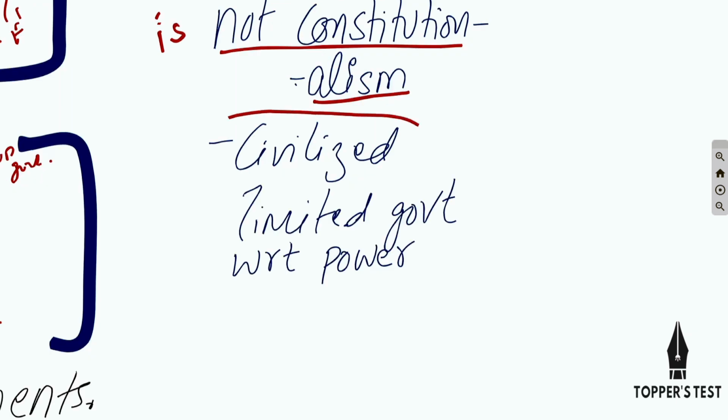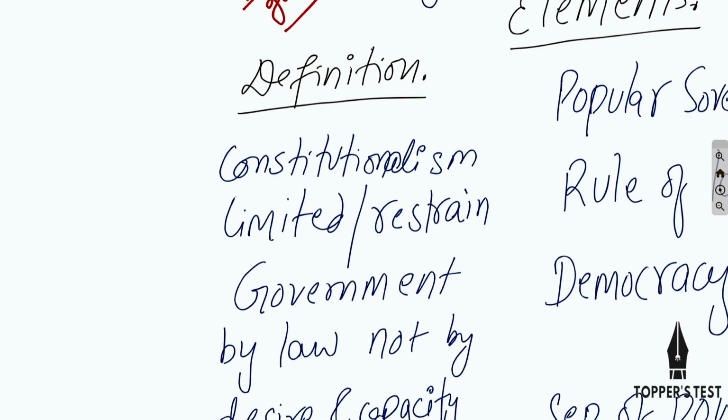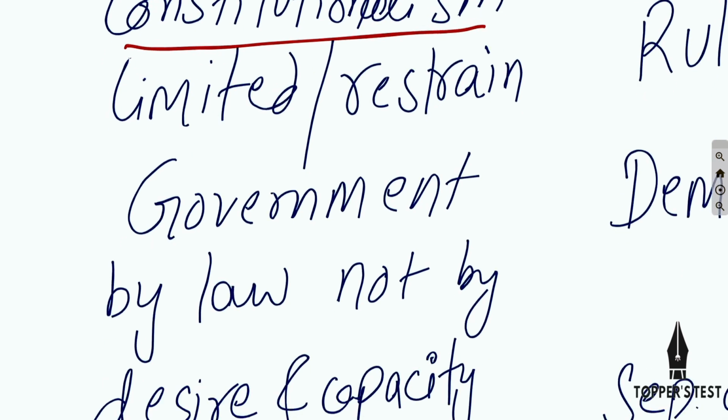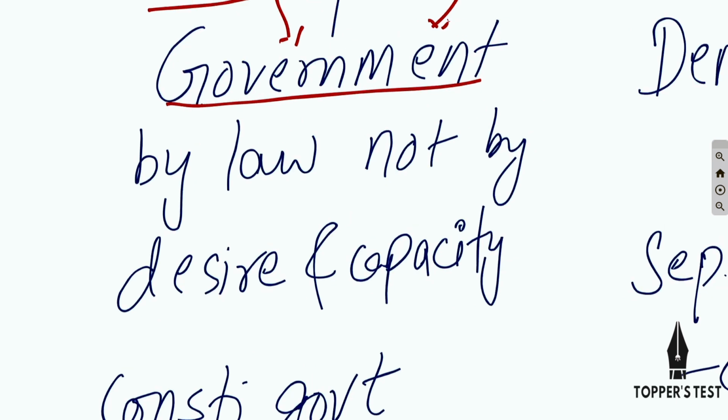So the civilized type of power, limited government with respect to power, is constitutionalism. It's very important. Another thing we have is some definitions. Constitutionalism is actually, in broader areas you will find in Laxmikanth many paragraphs, and in every paragraph the meaning of two or three lines will be directed toward these things we are about to discuss. Limited or restrained government: there will be limited government, and there will be restraint on government by law. So by law, there will be restraint and limit on government, not by desire and capacity.